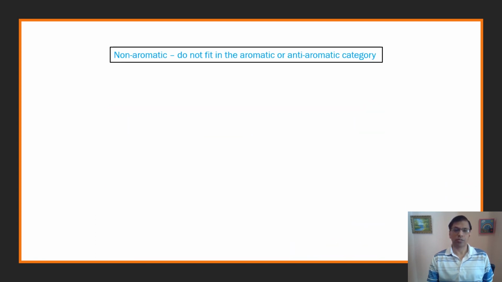Let's move on to understand what non-aromatic compounds are. So any compounds that do not fit into the aromatic or anti-aromatic category are called non-aromatic compounds. Let's look at this example. It's an open chain molecule. It's hexatriene. It's not cyclic, and hence it's non-aromatic.